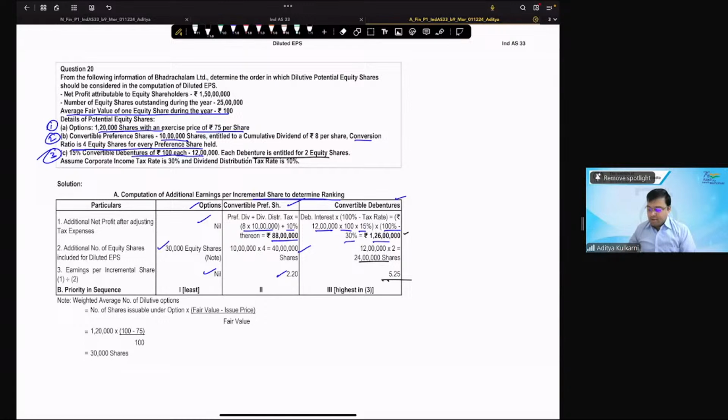So now I'm having all the 3 incrementals. So the question is, who will get the first ranking? Options, because that is 0. Then it will be convertible preference share, and finally it will be convertible debentures, which is the 3rd category. So far, any doubts? No doubts. So let us move further.